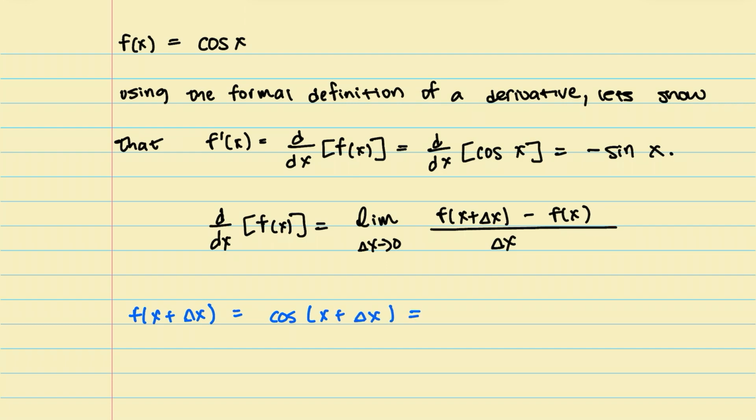Now this form doesn't help us too much unless we use trig identities to expand it. From trig identities, we know that cosine of x plus delta x is equal to cosine of x times cosine of delta x minus sine of x times sine of delta x.